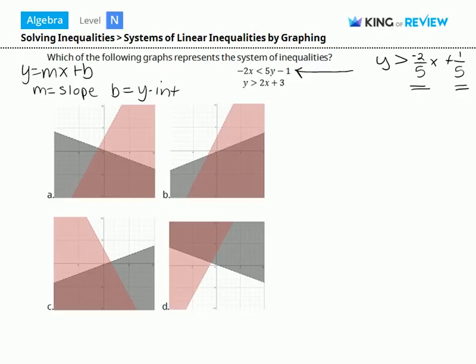And now looking at this inequality here, y is greater than 2x plus 3, it's already in slope-intercept form. Therefore, 2 is the slope and 3 is the y-intercept. Now we're ready to graph.